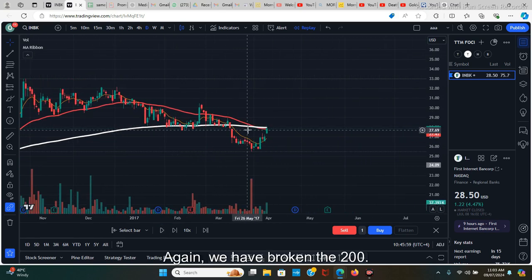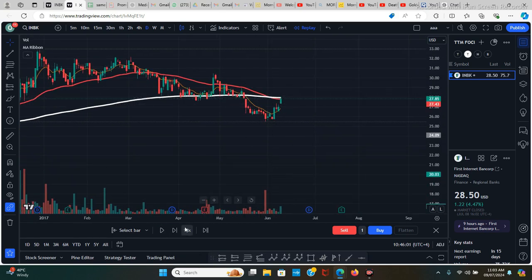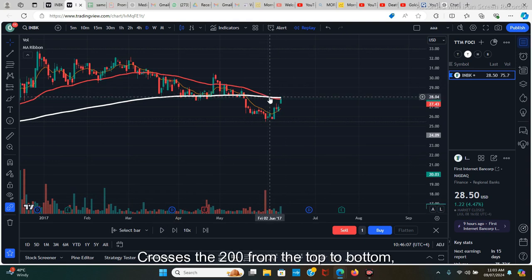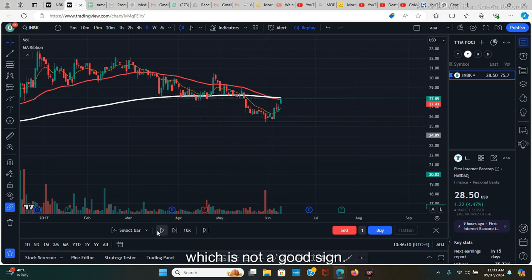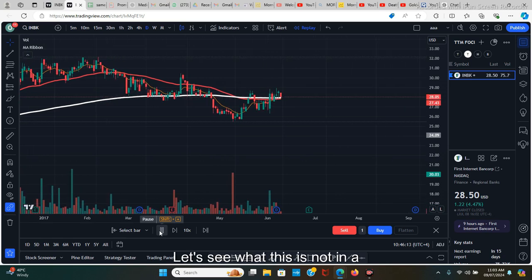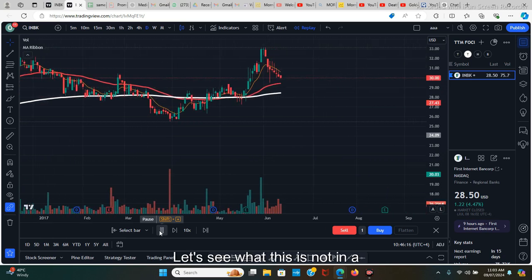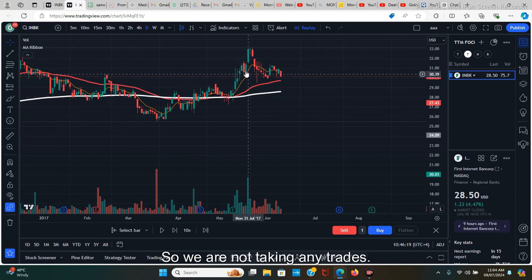Again, we have broken the 200 period moving average. So we are looking for this, where the 50 period crosses the 200 from top to bottom, which is not a good sign. Let's see what this is. Not in a trend right now, so we are not taking any trades.